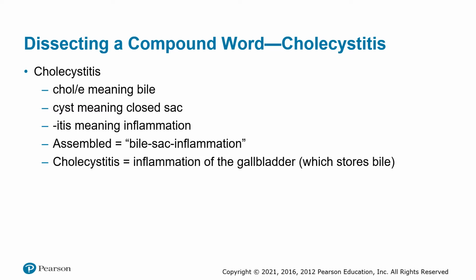So, dissecting a compound word: cholecystitis. Chole means bile, cyst means a closed sac, and itis means inflammation. Assembled, it becomes bile sac inflammation. Cholecystitis is inflammation of the gallbladder, which stores bile.